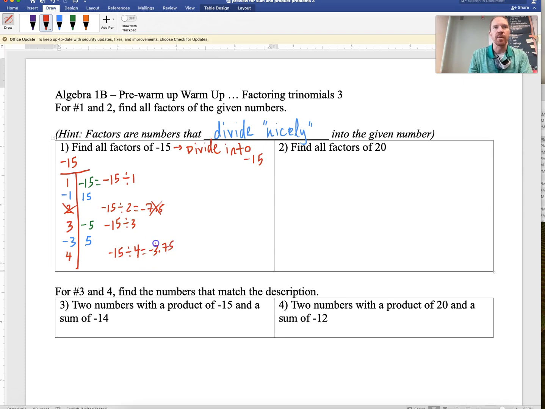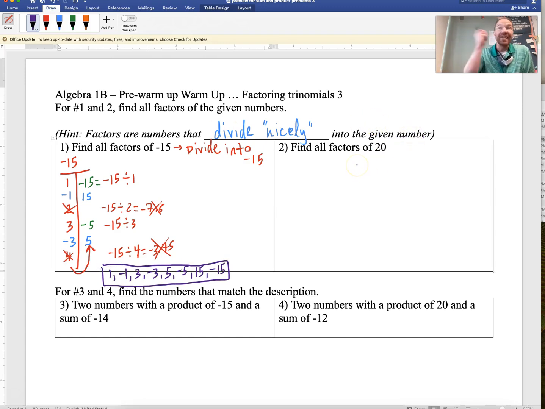You do negative 15 divided by 4, you get, I think it's negative 3.75. I know it's decimal, so I go, no decimals. Negative 4 would also be out, and then we'd be on to 5, but I go, hey, 5 is already on the other side. So we've rounded out. We're done except for listing the factors. So our answer here to number 1, all the factors, we'd have 1, negative 1, 3, negative 3, 5, negative 5, 15, and negative 15. And that's it. Those are all the factors.